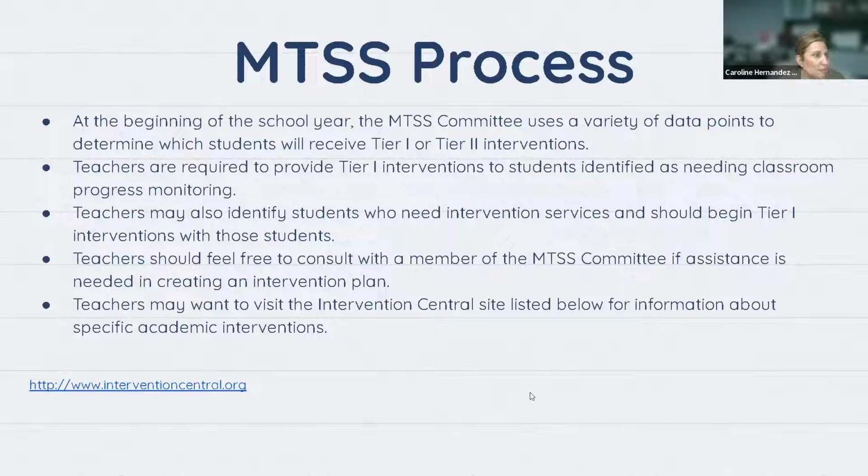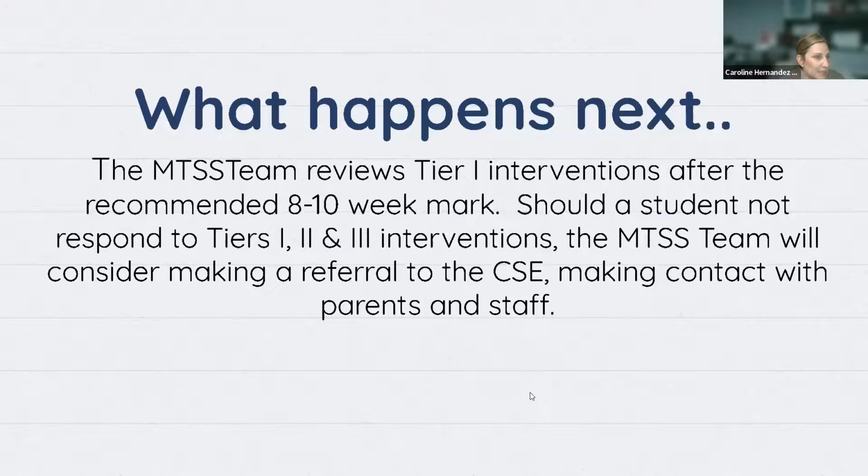So basically, folks always ask, well, what happens next? And basically what happens next is that tier 1 interventions are recommended for that 8 to 10 week mark. And then if the student does not respond to tiers 1, then subsequently 2 and 3, the MTSS team will consider making a referral to the CSE. And at that point, they will need to make contact with the parent and make sure that the parent is fully informed and on board.